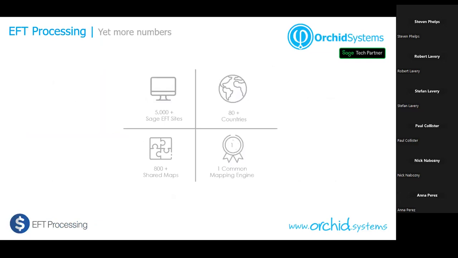When we speak specifically about EFT processing, there are over 5,000 Sage EFT sites around the world. Again, this covers a broad spectrum of 80 different countries. There are over 800 maps which create the file types or file formats that allow us to automate the payment process, AR receipts, and also payroll direct deposit for Sage 300. We've been able to take the technology behind these 800 different file formats that represent banks and financial institutions all around the world, originally developed for Sage 300, and port them over to Sage Intacct. So there's one common mapping engine that we use.